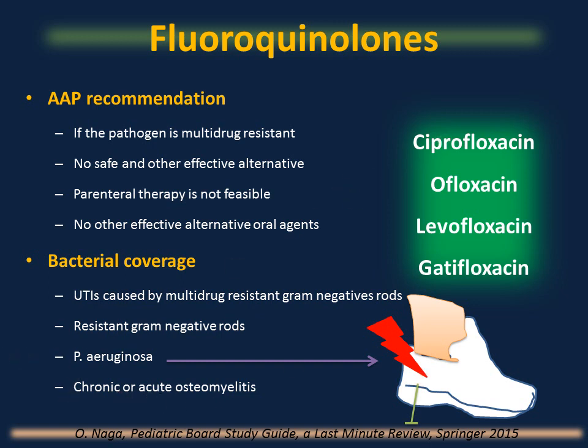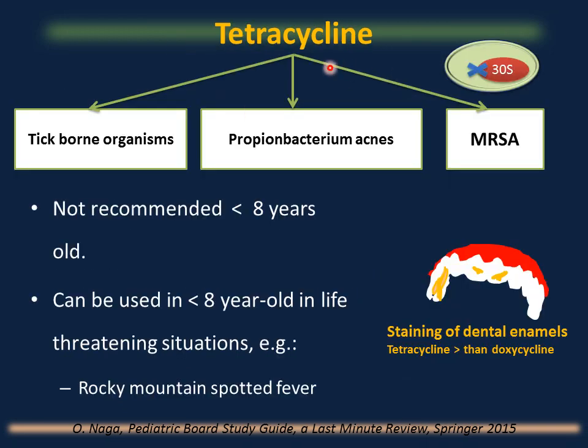Chronic or acute osteomyelitis. Tetracycline inhibits protein synthesis by binding to the 30S subunit of ribosomes in the bacteria. It is active against tick-borne organisms. It is the first line in the treatment of Rocky Mountain spotted fever and Lyme disease. It is widely used in cases of acne and inhibits Propionibacterium acnes, especially doxycycline and minocycline. It can also provide coverage against MRSA. So it provides coverage against gram-positive and gram-negative bacteria with few exceptions, except Pseudomonas and Proteus.